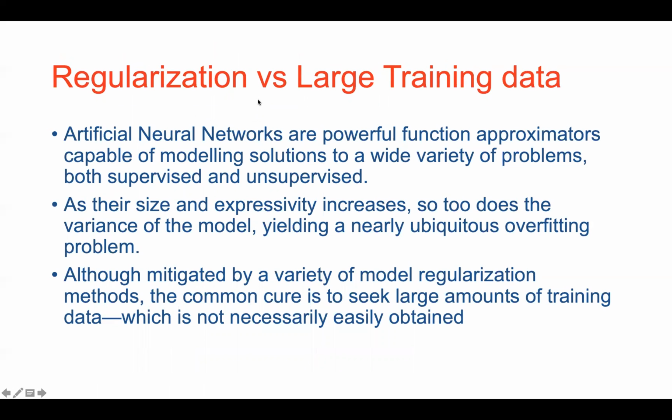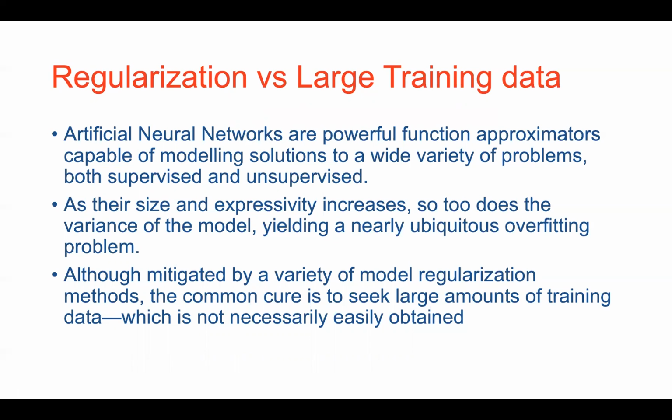Regularization versus large training data. What can we say about this? Neural networks are powerful function approximators capable of modeling solutions to a wide variety of problems, both supervised and unsupervised. No question about it, deep learning works extremely well. As their size and expressivity increases, so too does the variance of the model, yielding a nearly ubiquitous overfitting problem.